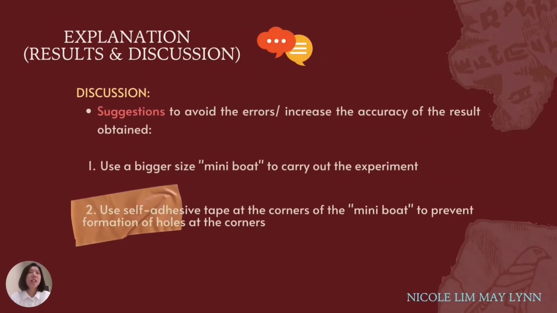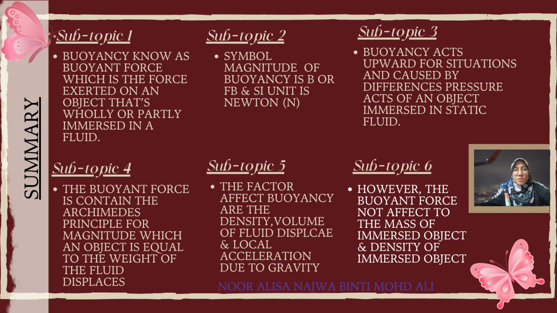We have some suggestions to avoid the errors and increase the accuracy of the result obtained. First is using a bigger size mini boat to carry out the experiment. And secondly, use self-adhesive tape at the corners of the mini boat to prevent the formation of holes at the corners.